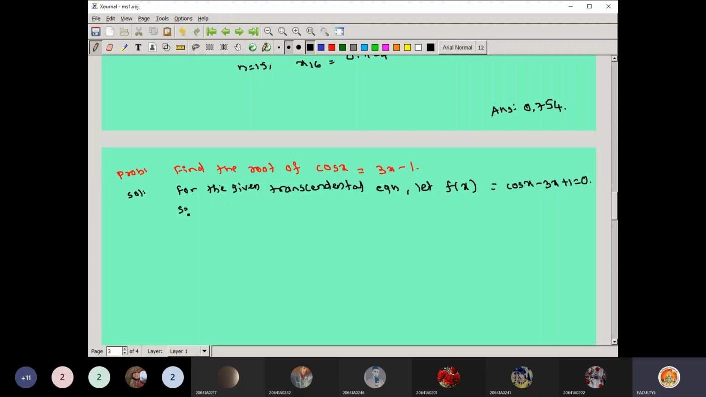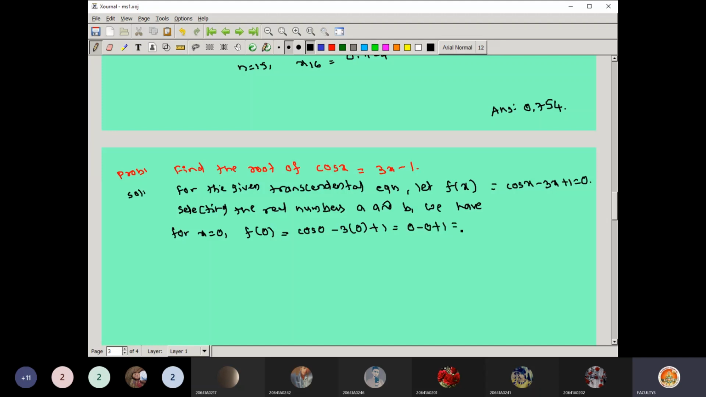Now you select first the real numbers a and b. Start with x equal to 0. So f of 0 is equal to cos 0 minus 3 into 0 plus 1. Cos 0 is 1, so that is 1 plus 0. You are getting the answer 1, which is greater than 0.